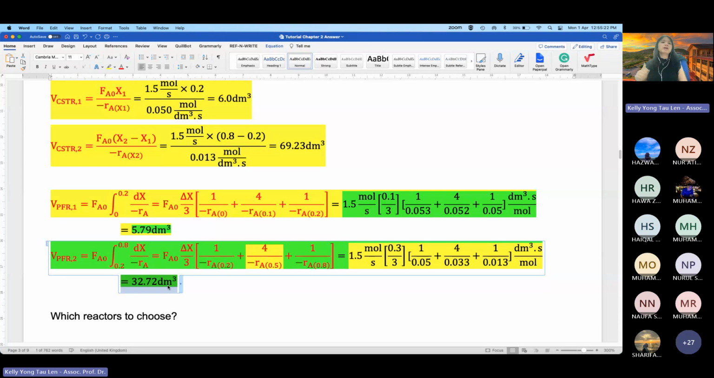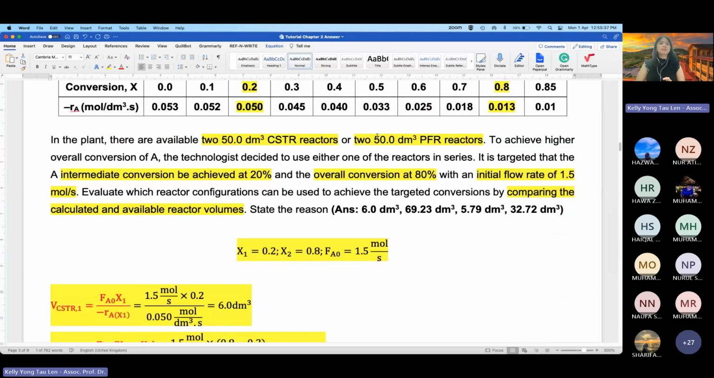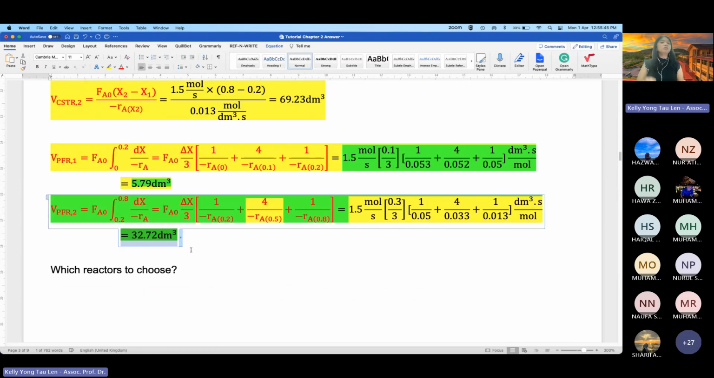In order to achieve the second reactor conversion from 0.2 to 0.8, my reactor volume must be at least 32.72. If you remember, your plant available reactor volume was 50. So definitely the volume available is bigger than what you need. Therefore, PFR2 can be used as well. In the case of PFR in series, PFR1 and PFR2 can be used. Therefore, we can conclude that the PFR configuration can be used.